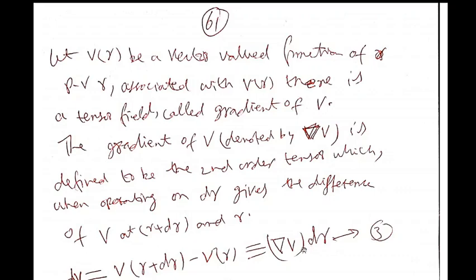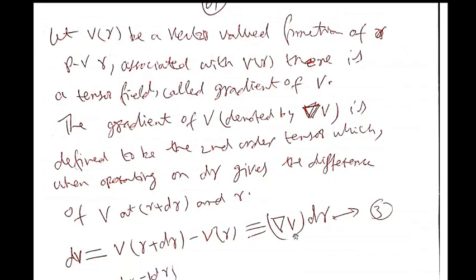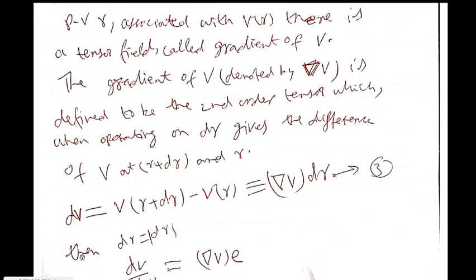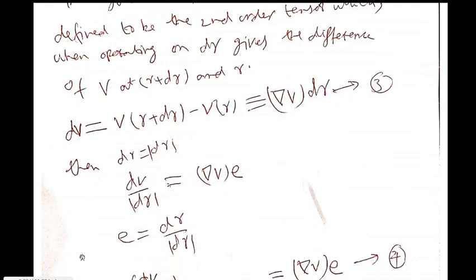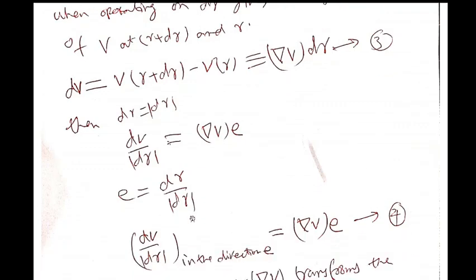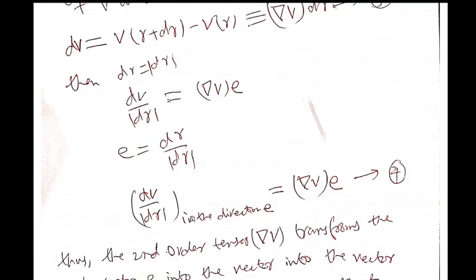Here, when we apply this del v on dr, we have the difference of the value of this vector field at the points r plus dr and r, and we are denoting this difference dv. And exactly the same, we have divided by this magnitude and we have e. What is e? It is the unit vector in the direction of dr. Now this is the rate of change of v in the direction e.